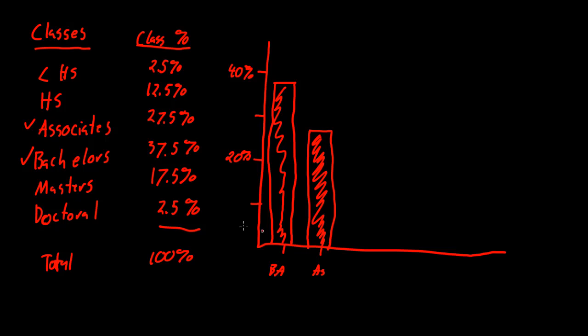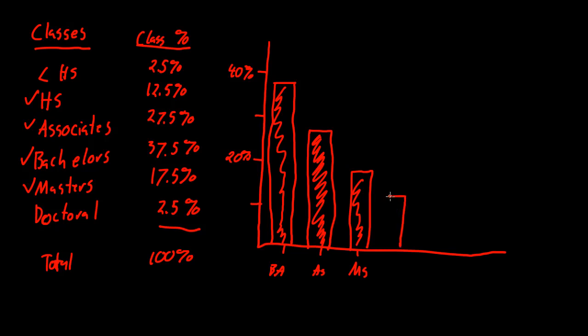So that's our associates. Then our next one is masters with 17.5. So we'll draw a line for that, draw a nice bar for the masters, fill that in and label that as MS. And then we have our high school with 12.5, so a little less.